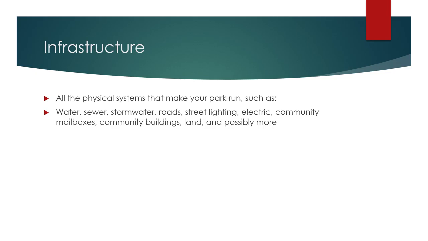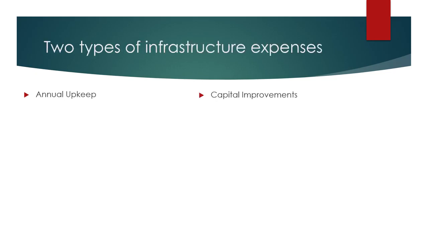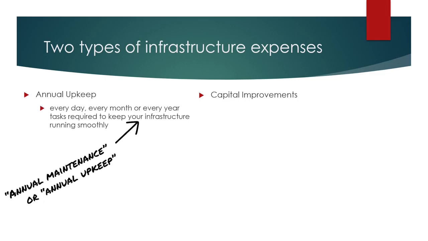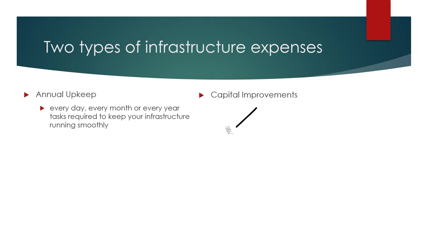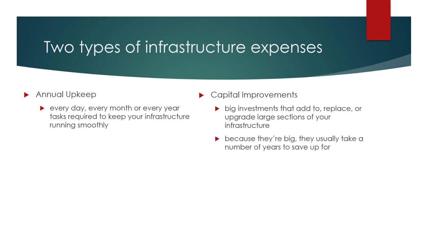Now, when it comes to infrastructure and your financials, it's crucial to understand that there are two types of infrastructure expenses. Annual maintenance, the everyday, every month, or every year tasks required to keep your infrastructure running smoothly, and capital improvements. Capital improvements are usually big expenses that add to, replace, or upgrade large sections of your infrastructure. Because they're big, they usually take a number of years to save up for. But the improvements last many years, if not decades, so they're worth saving for.